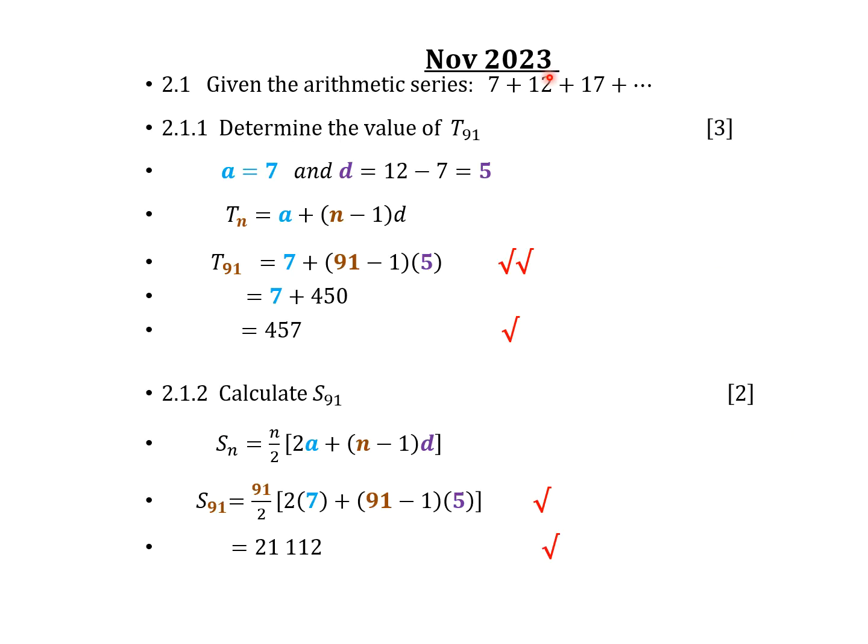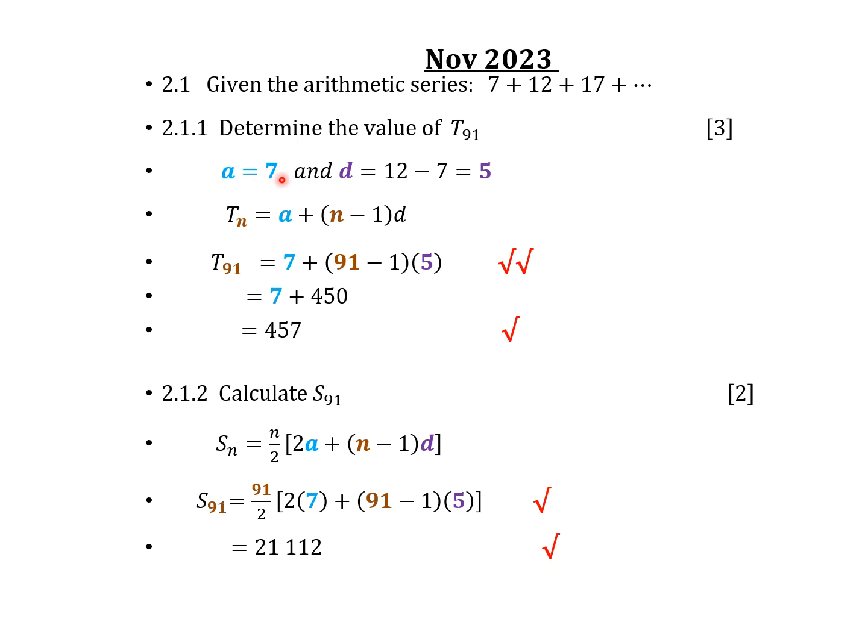Right, so November 2023. Given the arithmetic series 7 plus 12 plus 17 plus, they specify arithmetic, so it has a common difference. 12 minus 7 gives me 5. 17 minus 12 gives me 5. Determine the value of term 91.